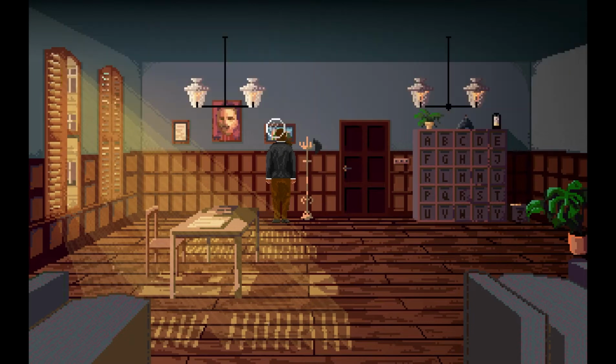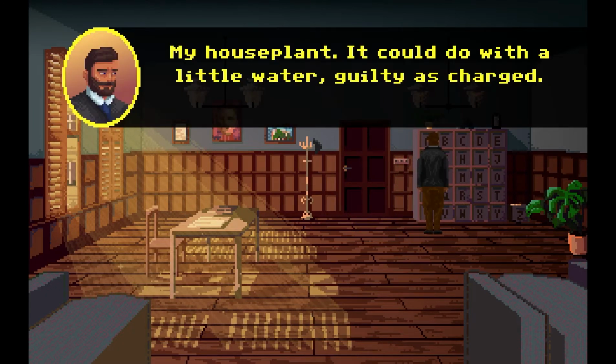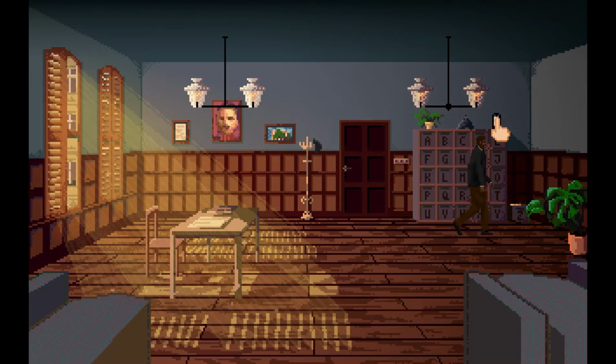The mountains radiate a peculiar calm. Let's look at this plant. My house plant. It could do with a little water. Guilty as charged.